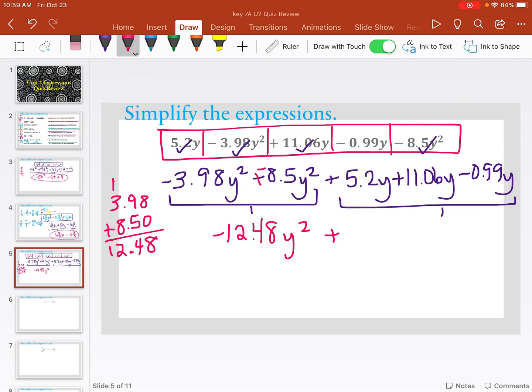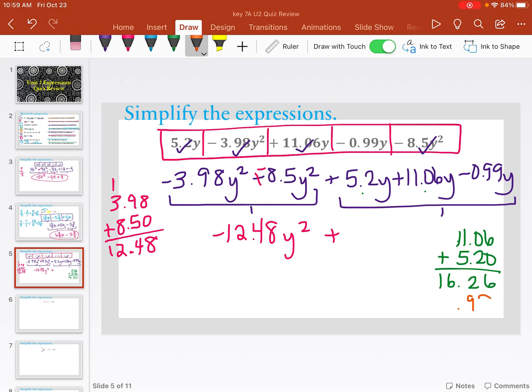Keep that last name. And then here for the next part, I'm going to do this a piece at a time. So I'm going to add these two first because they're both positive. So I have, let's see, 11.06 plus 5.20. Again, line up your decimals. And I get 16.26. And then I can take that, 16.26 minus 0.99.